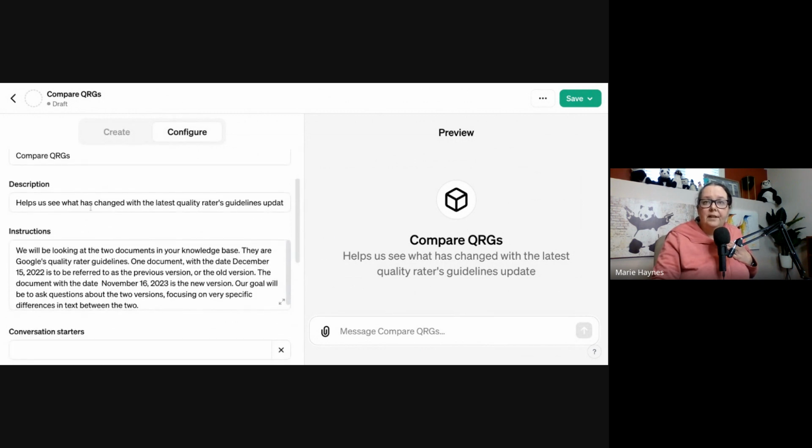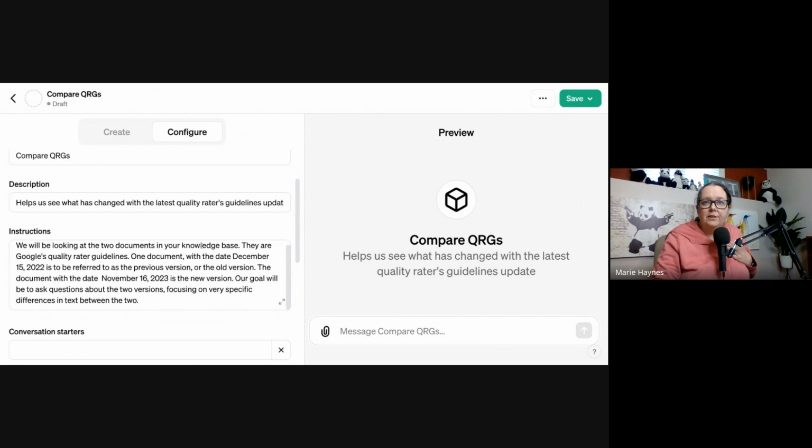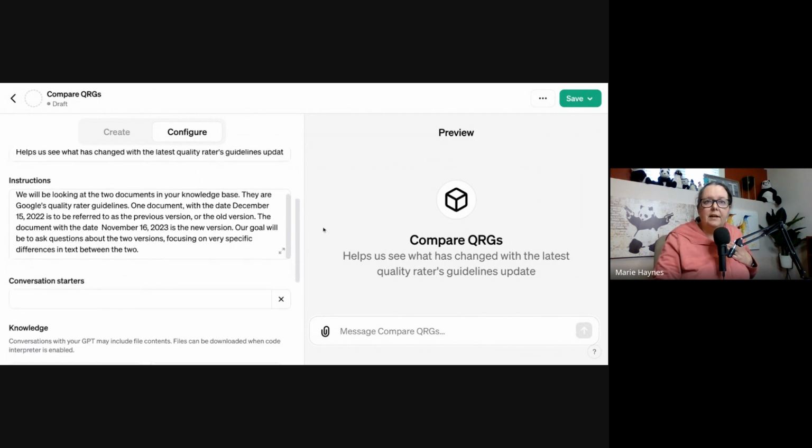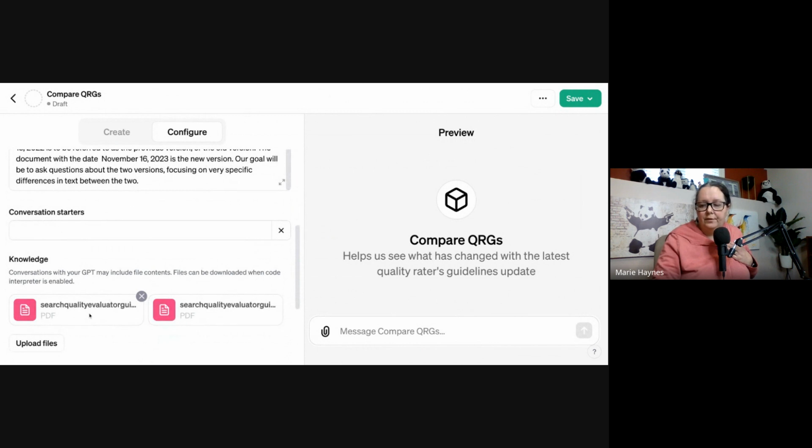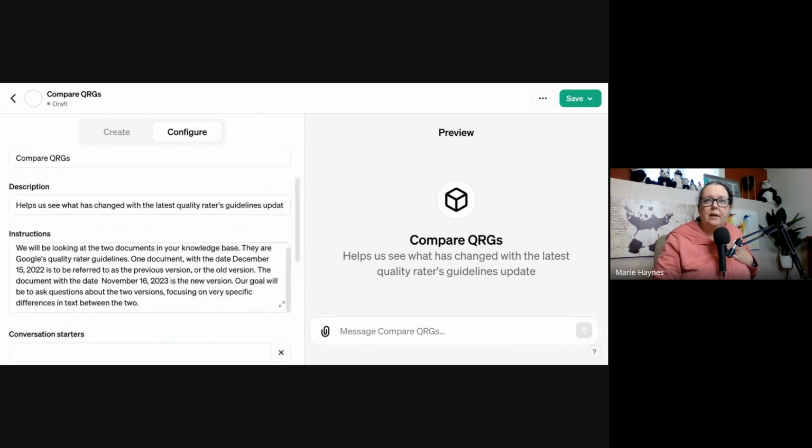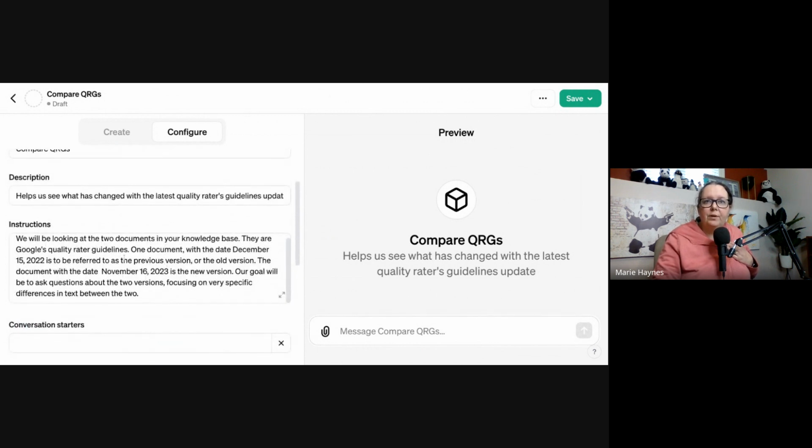I just basically wrote this down. We'll be looking at 2 documents in your knowledge base, and I uploaded, here's the old version, here's the new version, and these are Google's quality raters guidelines. One document with this date, I'm going to refer to it as the previous or the old version, and this document is the new version. Our goal will be to ask questions about the 2 versions, focusing on very specific differences in text between the 2.